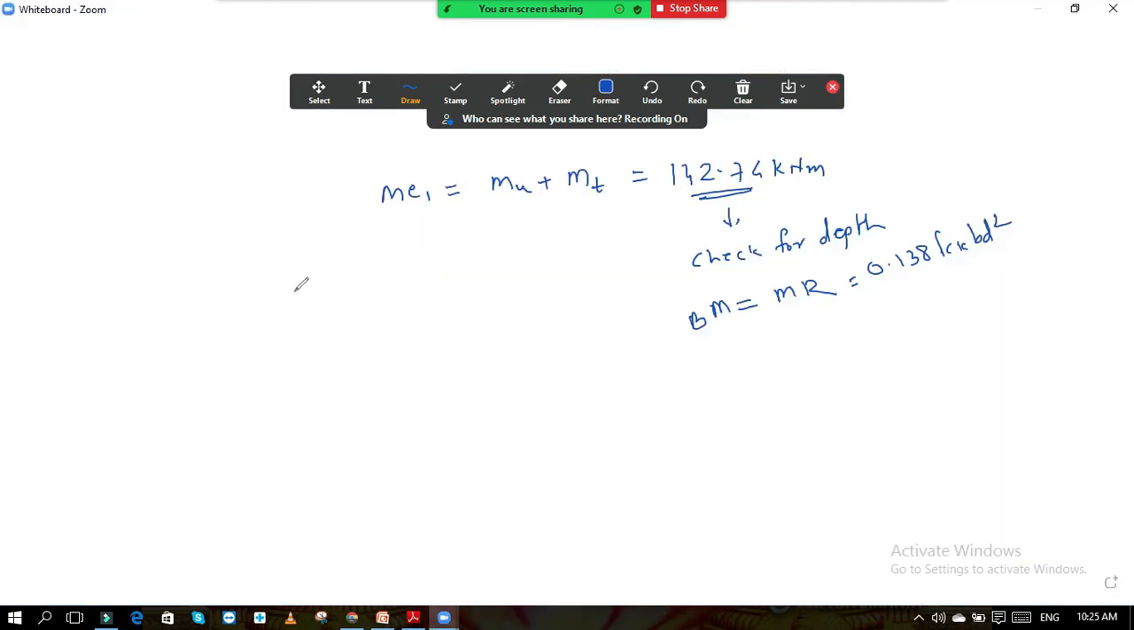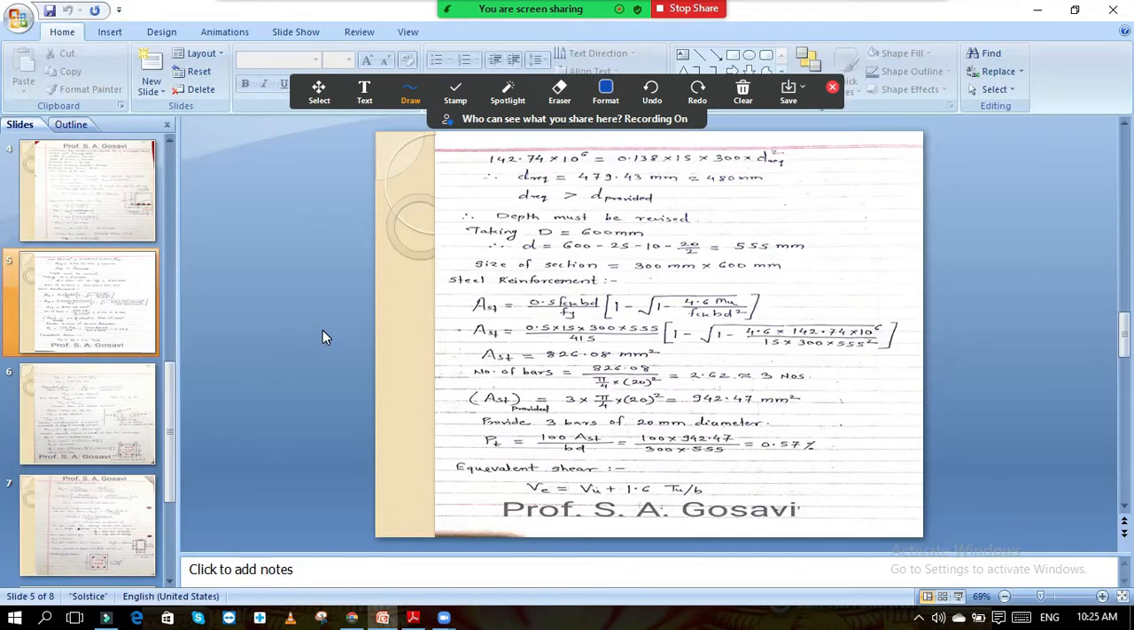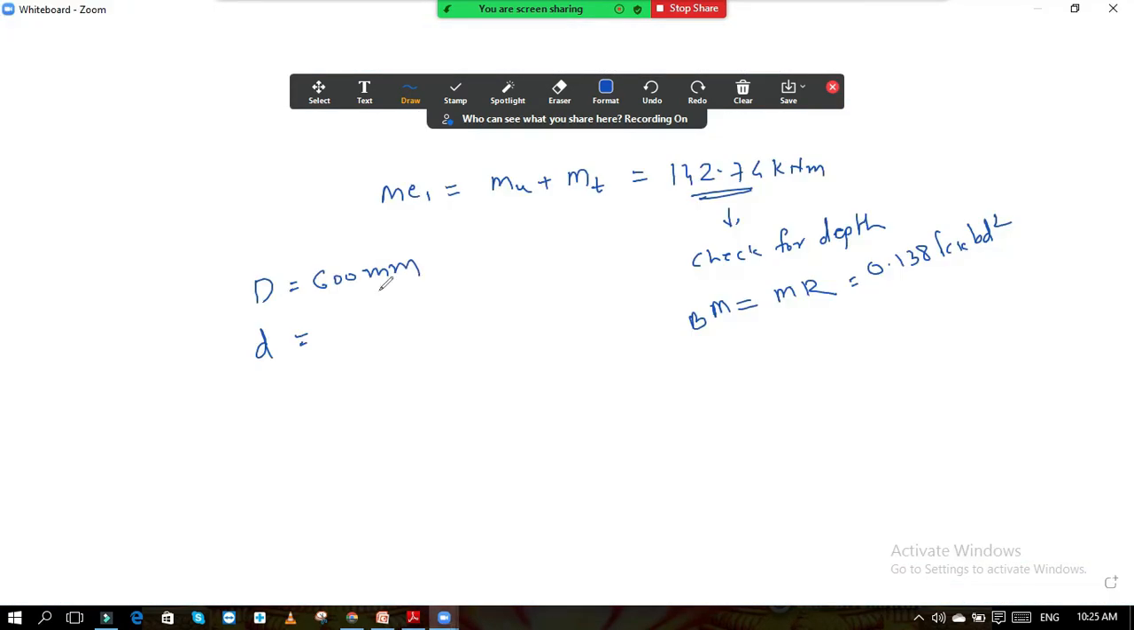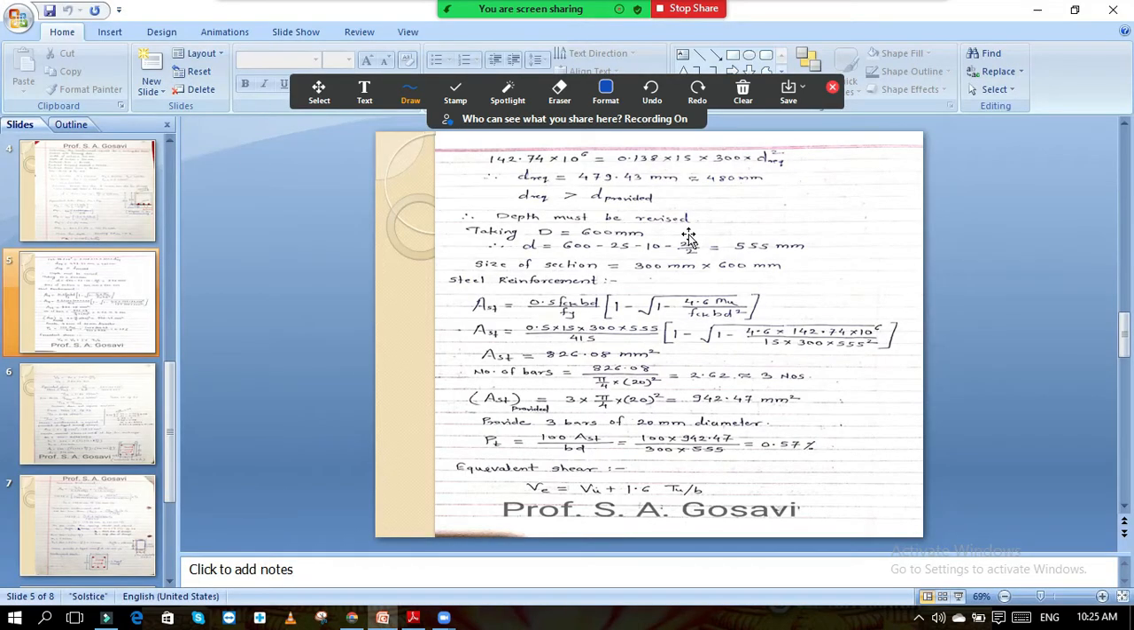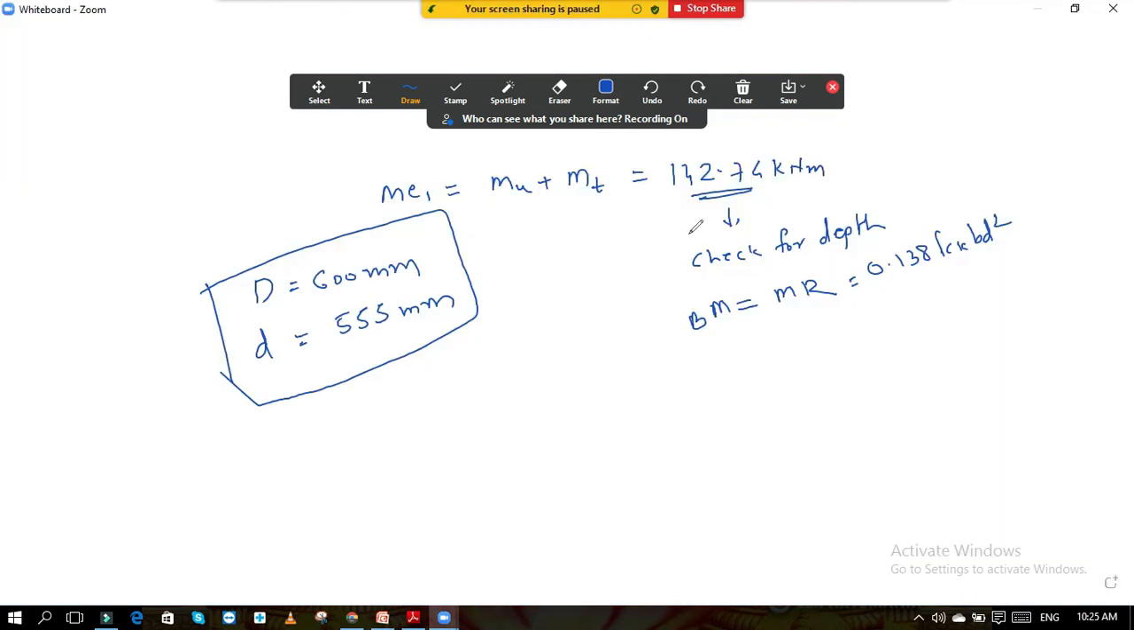So finally we have provided the overall depth of 600 mm, and our effective depth was 555 mm. This was our last step of the calculation. Up to this point we have solved the problem. We have provided our overall depth and effective depth. Now we will move further to solve the problem.